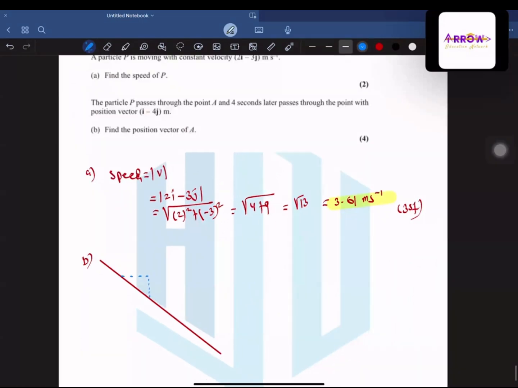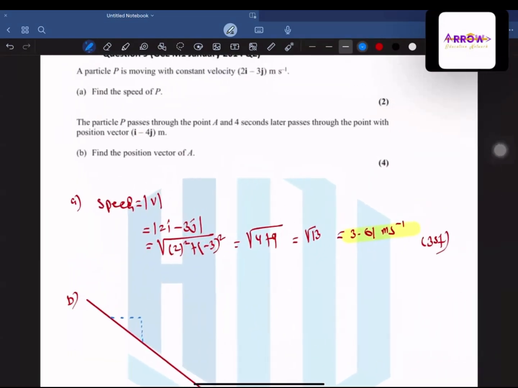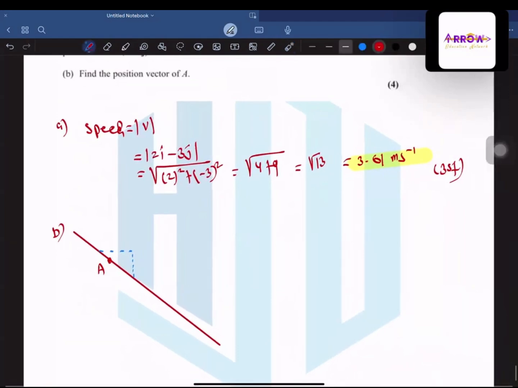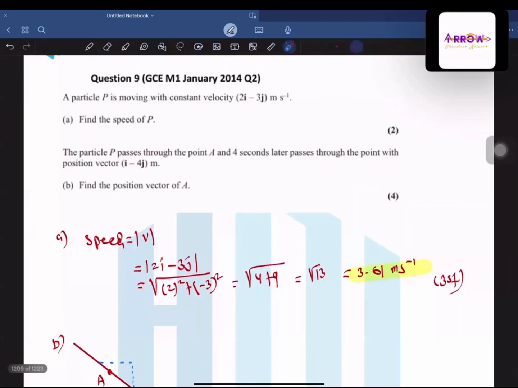Let's say the particle passes through the point A at a particular instant, and we need to find the position vector of A. So let's say the particle is at point A somewhere over here, and the path is something like this, 2i minus 3j. We are going in the same path. Let's say we have another point which is B, and we are talking about the journey from A to B, because 4 seconds later the particle passes through the point with position vector i minus 4j.